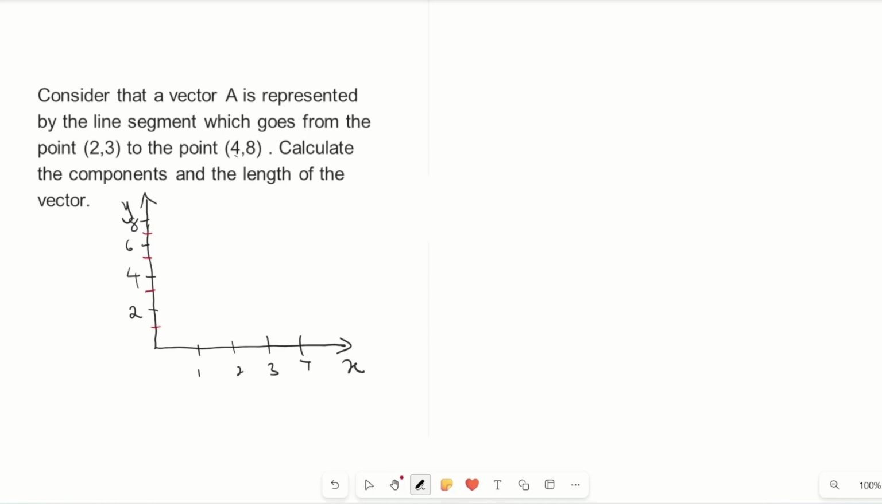Now let's plot the point. The first point is 2 on the x-axis, 3 on the y-axis. So that is a point here. Let's label it x, so x is 2 and 3. And then we have another point, 4 and 8. So 4 on the x-axis, 8 on the y-axis, somewhere here. We can call it y. So from 4 to 8, we can draw a line, and then we have our direction. Then this is a vector.